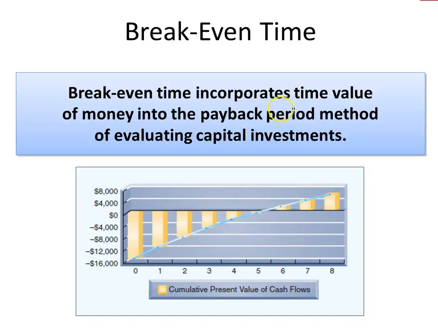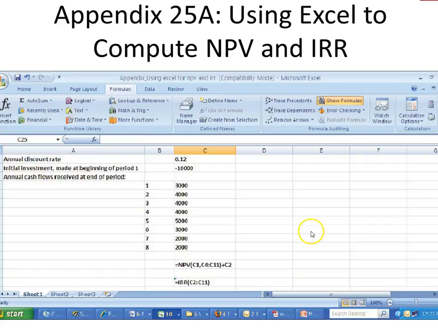Break-even time. Okay, we've looked at this, and all they're doing is now adding back the present value of cash flows to evaluate it, rather than just comparing on a strictly numerical basis. You're putting that numerical basis in present value terms, which is the most accurate way to do it.